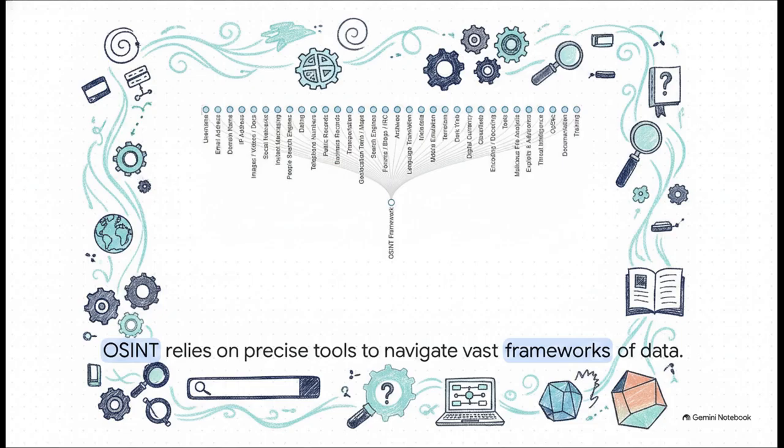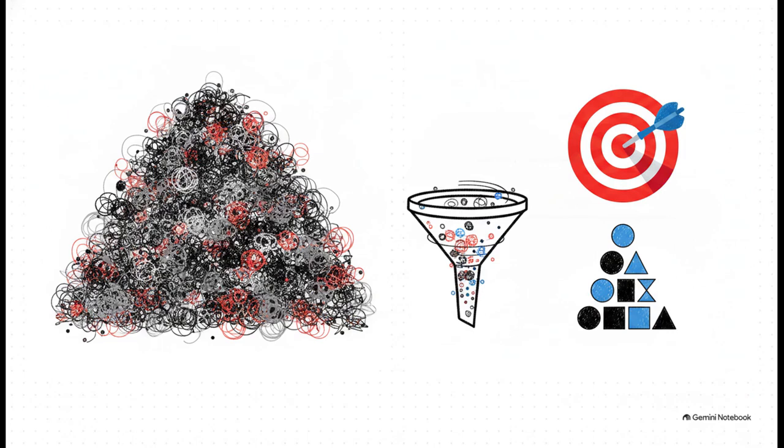To actually navigate this ocean of data, experts use specific search techniques commonly called Google dorking. Now, don't let the name fool you. This isn't about hacking into secure systems. It's simply about combining regular keywords with advanced operators to unearth hidden or hyper-specific information that a standard search would totally gloss over.